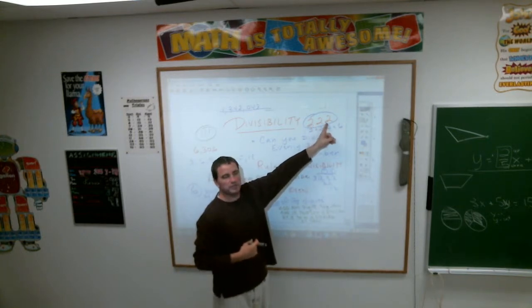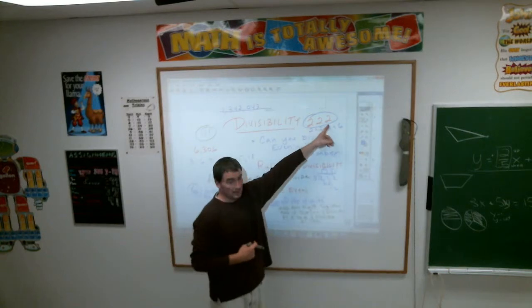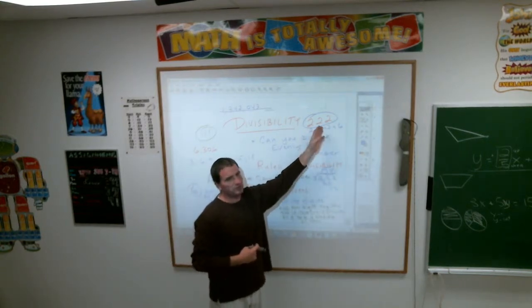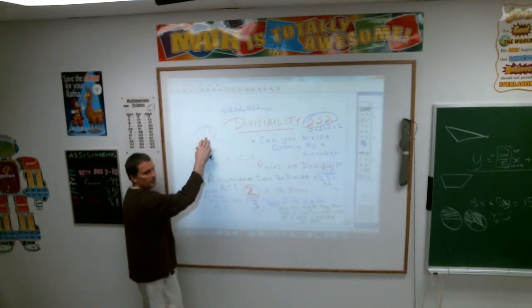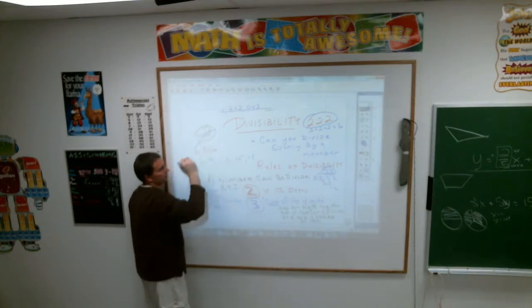Will 6 go into 222? Yes. So you have to answer those two questions. First of all, it has to be even. Is it even? Yes. Can 3 go into it? Yes. So if it's both even and 3 goes into it, it's 6. Going back to 111, does 6 go into 111? No, you can rule it out right away because it is not even. So look at that first.